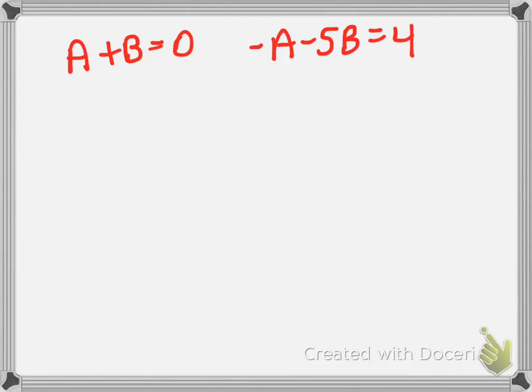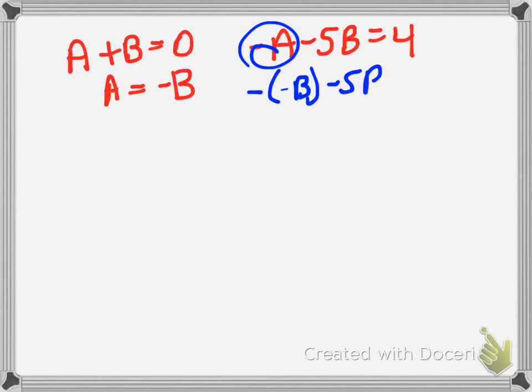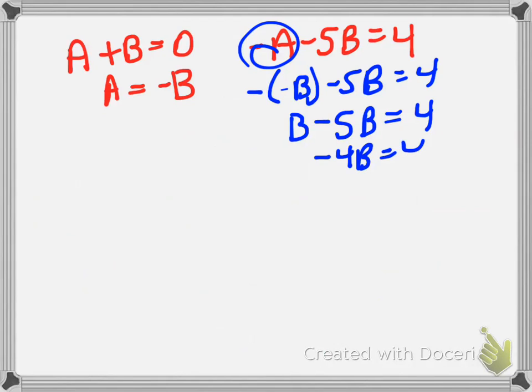And then this time I'm going to use substitution, because when you have a plus b equals 0, we just move the b on over, and we know a is going to be negative b. So if I make that substitution here, negative a, so negative b minus 5b equals 4. So 2 negatives makes a positive. B minus 5b is negative 4b. B is going to be negative 1. If b is negative 1 and a is going to be the opposite, a is going to be positive 1.